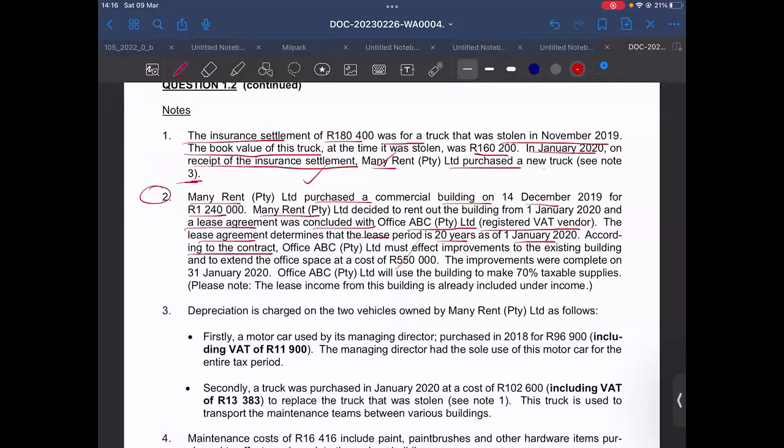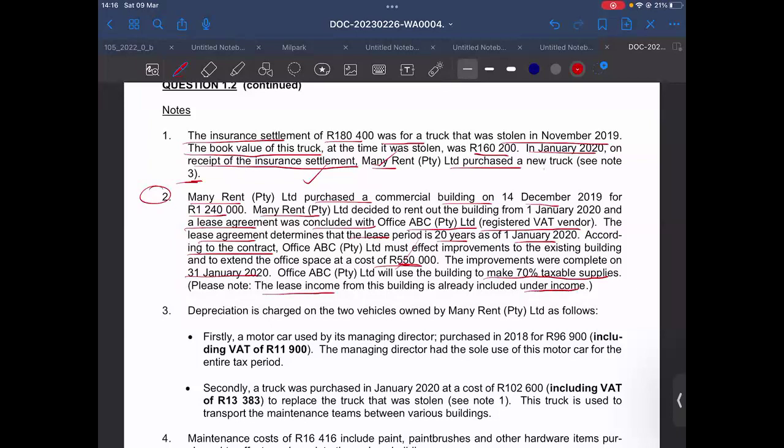According to the contract, Office ABC must effect improvements to the existing building and extend the office space at a cost of 550,000. The improvements were completed on 31 January 2020. Office ABC will use the building to make 70% taxable supplies. The lease income from the building is already included under income.